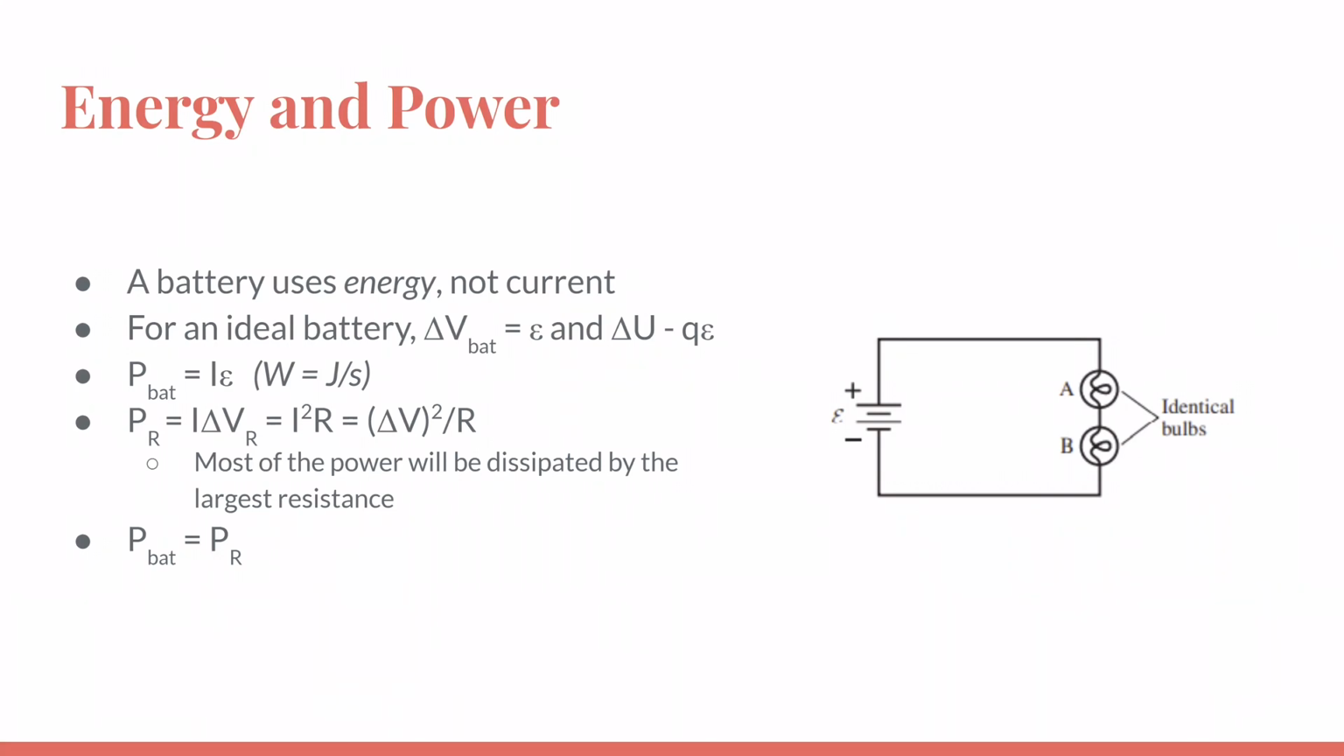And I wanted to point out another thing about how most of the power will be dissipated by the largest resistance. This can be seen on the diagram that you see on the right. The light bulbs have more resistance than the wires, which is why more power goes through them. And that's why the bulbs are brighter than the wires and more hot than the wires as well.